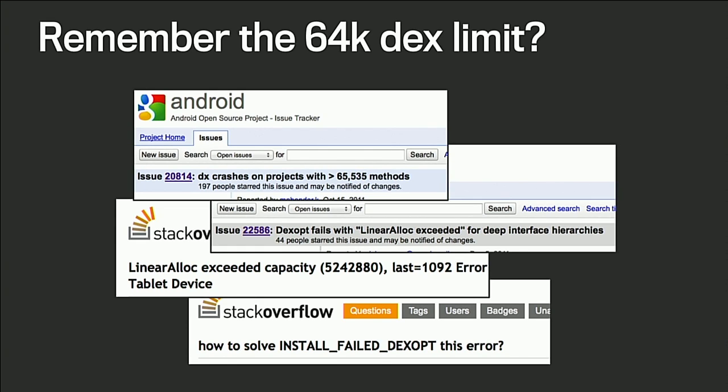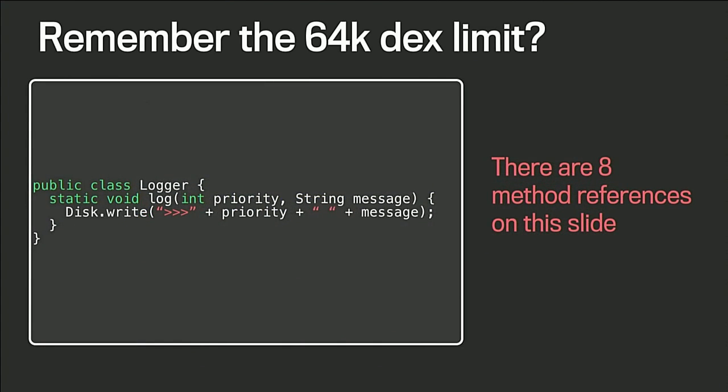The important thing to realize is this isn't just methods that you define. It's any method in the framework that you reference anywhere in your app needs to be given an ID. So for example, if you look at this little snippet of code, we have one method being defined here. There are actually 8 method references on this slide. I challenge you to try to count them. I got 7 right and 1 wrong when I tried this. The point is that they can sort of sneak in where you don't expect them.